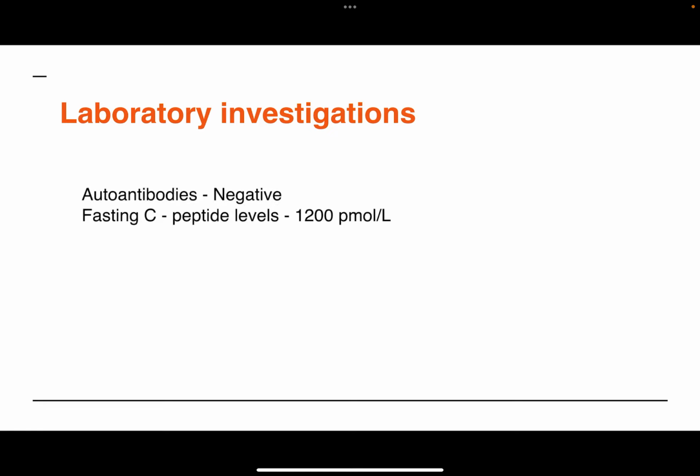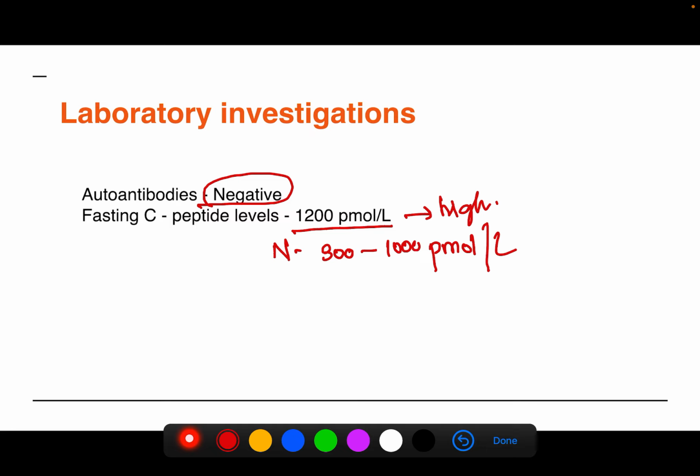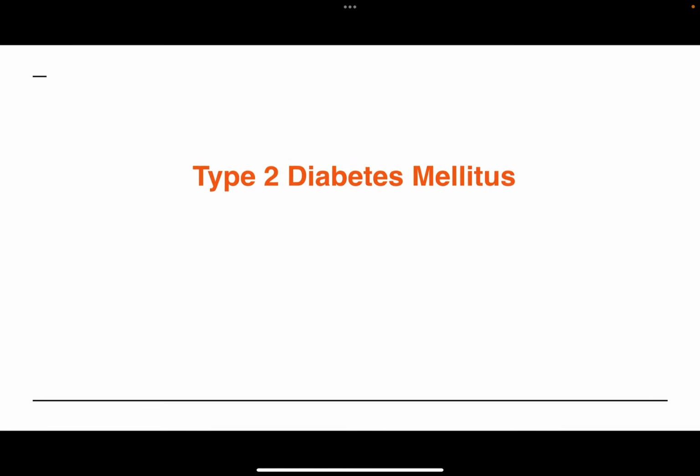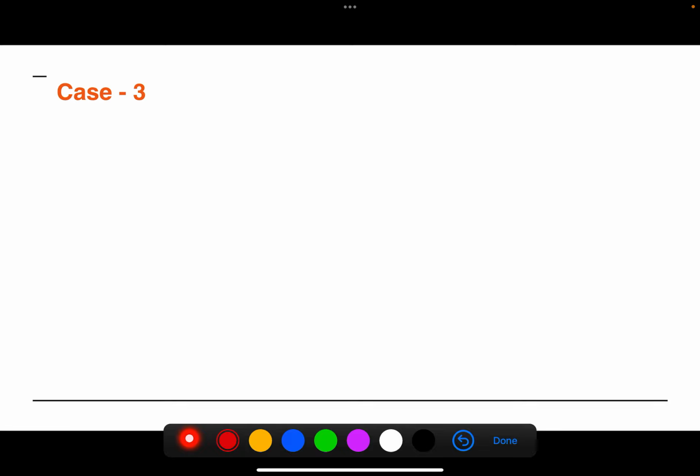Now let's see. Now this is the clincher. Autoantibodies are negative and fasting C-peptide is 1200 picomoles. Is this normal or low or high? This is high. The normal fasting C-peptide level is somewhere between 300 to 1000 picomoles per liter. So the fasting levels are definitely high, and there are no autoantibodies. This means that this is a case of type 2 diabetes mellitus. Is this clear?